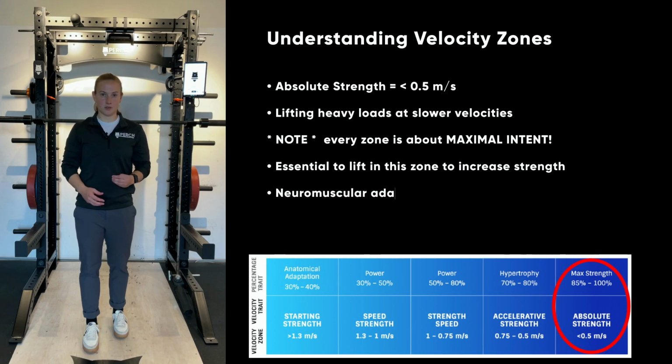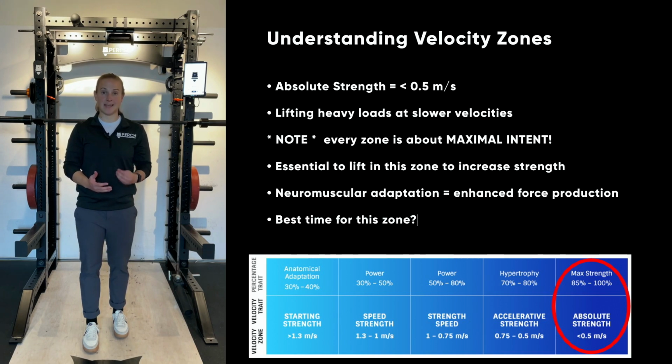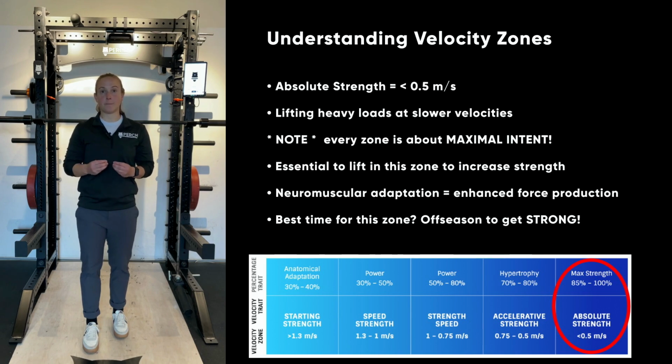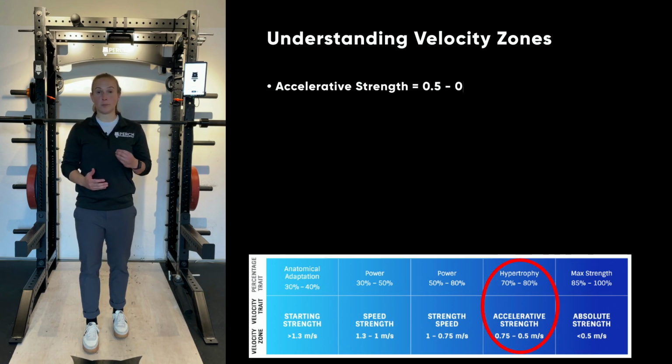This zone is essential for those seeking to increase overall strength. Training in this zone induces neuromuscular adaptations, enhancing force production. It is particularly beneficial during off-season phases or when foundational training periods need the adaptation to emphasize building a solid strength base. The second zone is our accelerative strength zone, so between 0.5 and 0.75 meters per second.